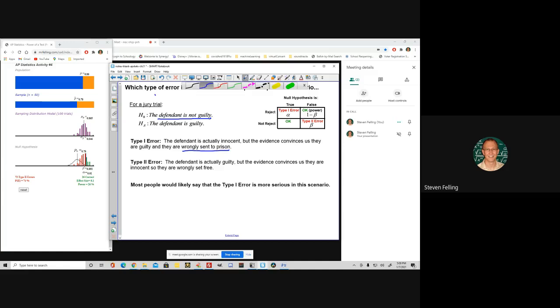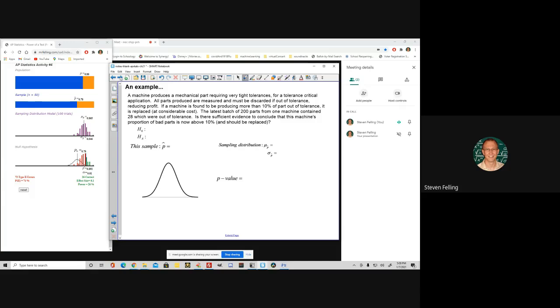Right. On the other hand, a type 2 error would be that the null hypothesis is actually false, that this is really wrong and the defendant really is guilty, but for whatever reason, we set the person free. That's still bad, but most people would probably say that it's worse to imprison an innocent person than to not imprison a person who is guilty, because we might not have caught that person in the first place. So sometimes one type of error is more egregious than the other.